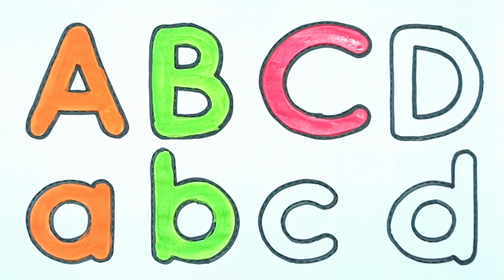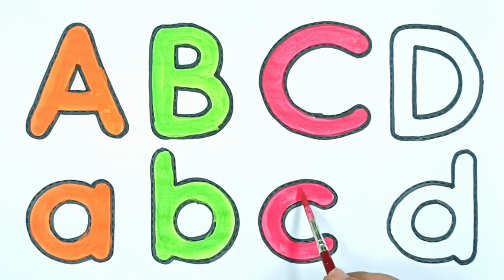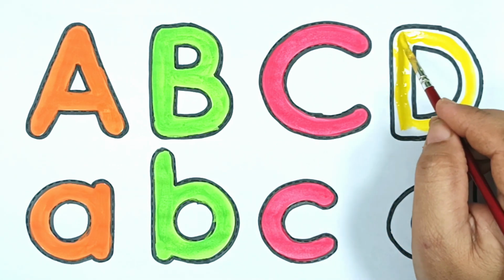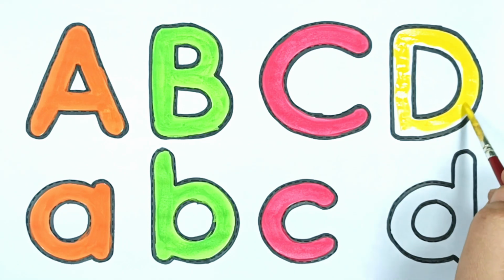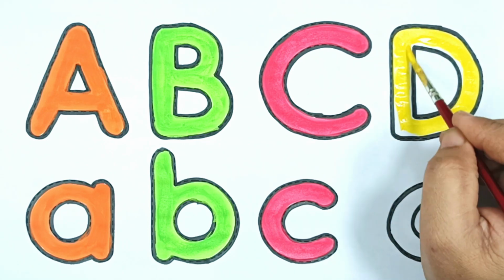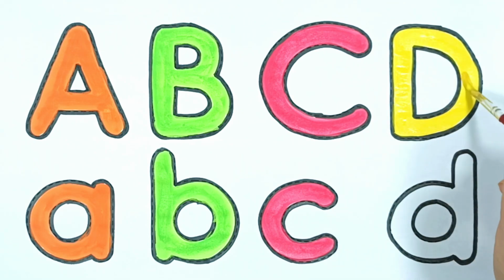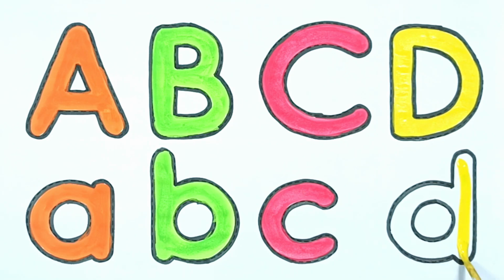C is for carrot. C is for car. D is for duck. D is for door.